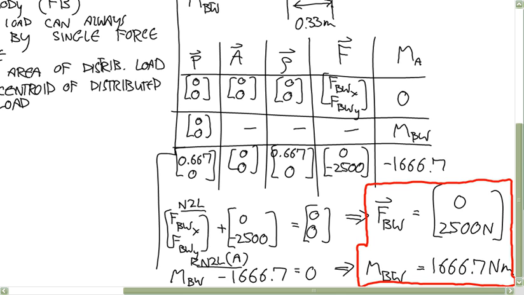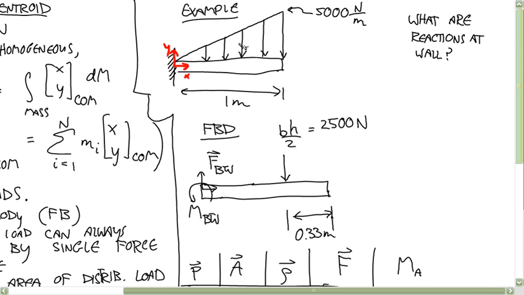How did you find the area of the distributed load, that 2,500 newtons? Yeah, it's always just the area of the distributed shape. So it's just the area of this triangle. It has a length of 1 meter. Obviously it's not drawn to scale in terms of those numbers, but it has a length of 1 meter, a height of 5,000. So it's just half base times height.